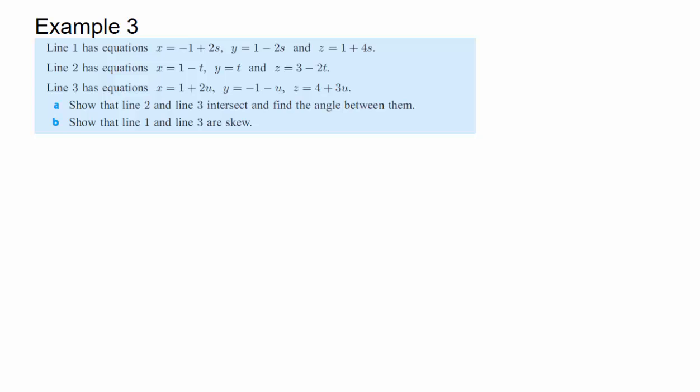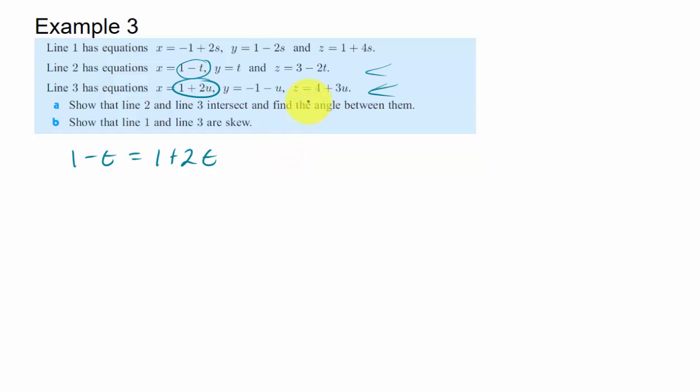In example 3, we're given 3 different lines. Part A is asking us to identify if line 2 and 3 intersect and find the angle between them. So we're first going to focus on line 2 and line 3. Similar to the first example, we're going to start by taking our x components and equating them. So here and here, so 1 minus t is equal to 1 plus 2t.